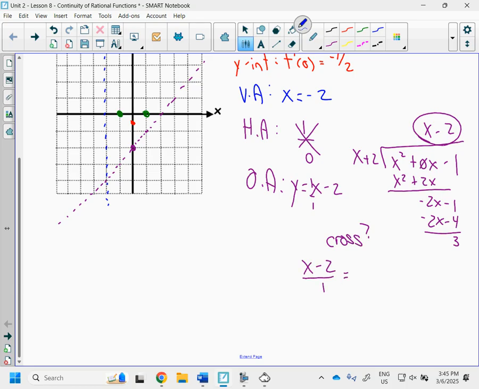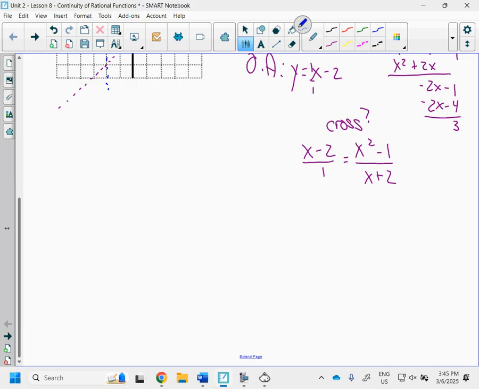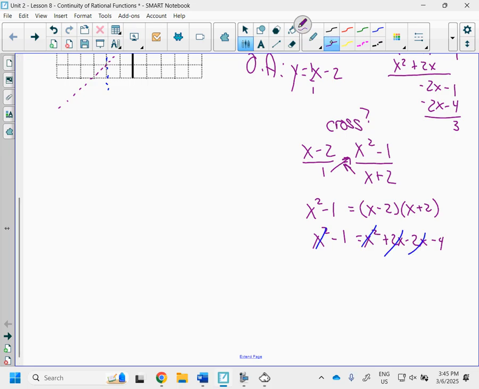Our initial equation was x squared minus 1 over x plus 2. We're going to cross multiply here. So 1 times stuff makes stuff. I want to go the other direction. If you need to, write out that what you're doing is you're foiling. And if we foil, we end up with some nice things canceling each other out. X squared, positive 2x, negative 2x, leaving us with -1 does not equal -4, so no cross.